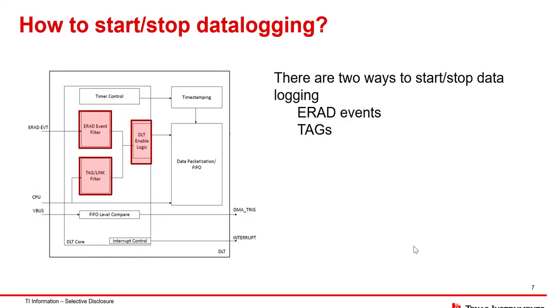How do we start and stop data logging? There are many ways to start and stop data logging, such as using the ERAD events or tags from the DLT, and you can use a combination of both. As mentioned in the previous slide, there are a couple ways to start or stop data logging, such as using the ERAD or tag filters.